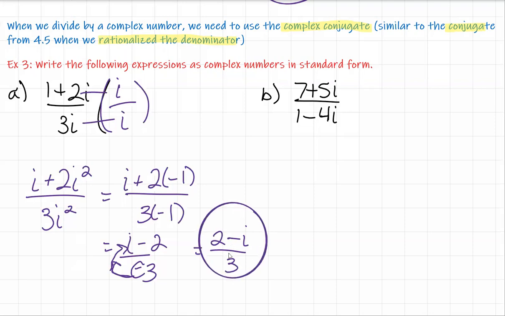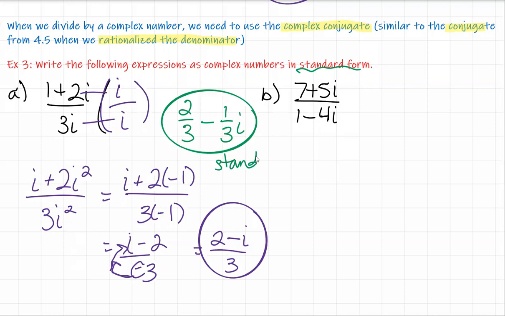And if I want to simplify all the way down so I can have it in standard form, then I just divide each of these by 3. So I get 2/3 minus 1/3 i. And that is my complete standard form. This is my standard form. Okay.